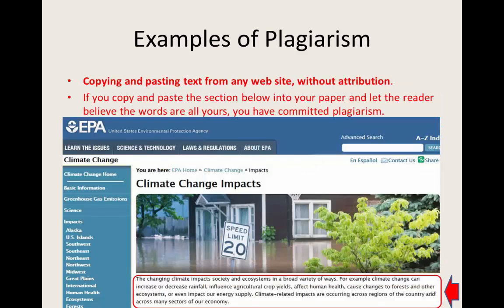So again, copying and pasting text from any website without attribution. If you copy and paste the section below into your paper and you let the reader believe the words are all yours, you've committed plagiarism. And here we're looking at a web page for climate change impacts from the United States Environmental Protection Agency website. So we have a paragraph selected. If you copy this and you do not cite it, then you've committed plagiarism.